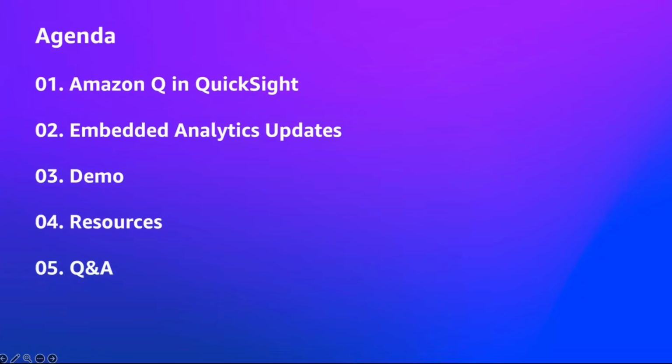So taking a quick look at our agenda for today, we'll start by doing a brief overview of the Amazon Q in QuickSight capabilities, just to make sure that we're all on the same page, before discussing the recent updates to embedded analytics that allow you to leverage some of these features in custom websites and applications. We'll then move to a demo to see these capabilities in a live embedded environment before wrapping up with some resources and Q&A. So with that being said, let's jump right in.